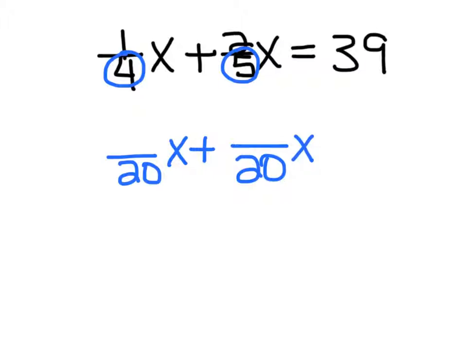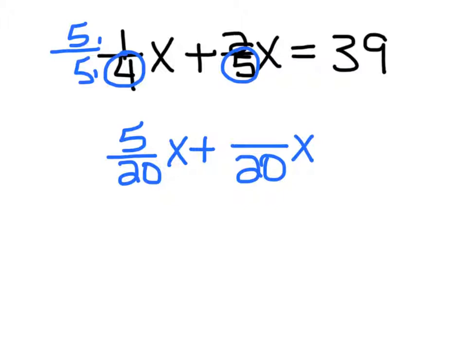Okay, so we look at this and we say, okay, what do we have to multiply the 4 by to get 20? Well, 4 has to be multiplied by 5. So if we multiply the denominator by 5, we must multiply the numerator by 5, because 5 over 5 is essentially 1. So we aren't changing the value, we are just changing what it looks like. So now 5/20 x is what we'll have for the first term.